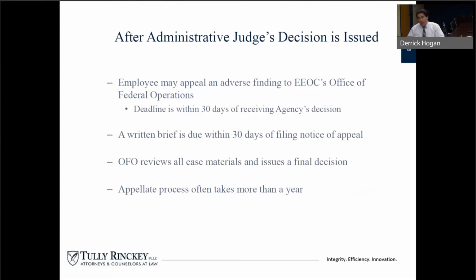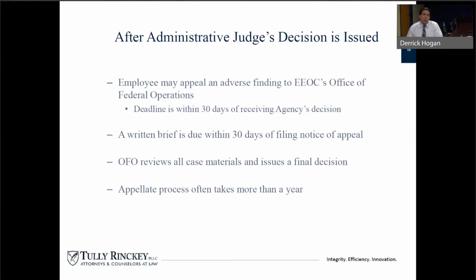And if you do file an appeal, the agency has the opportunity to file a response brief. So you'll submit your brief, you'll submit your statements in support of your appeal, and then the agency will file a response brief. And then once you do that, OFO will review all the documentation. It's a de novo review. They'll review everything associated with your case, and then they'll make a final decision regarding your appeal, either upholding the decision or reversing that decision.